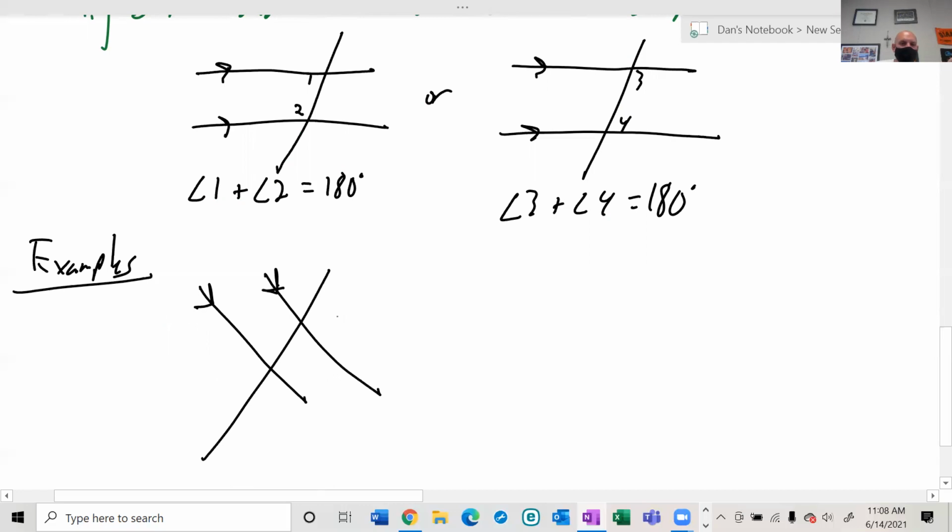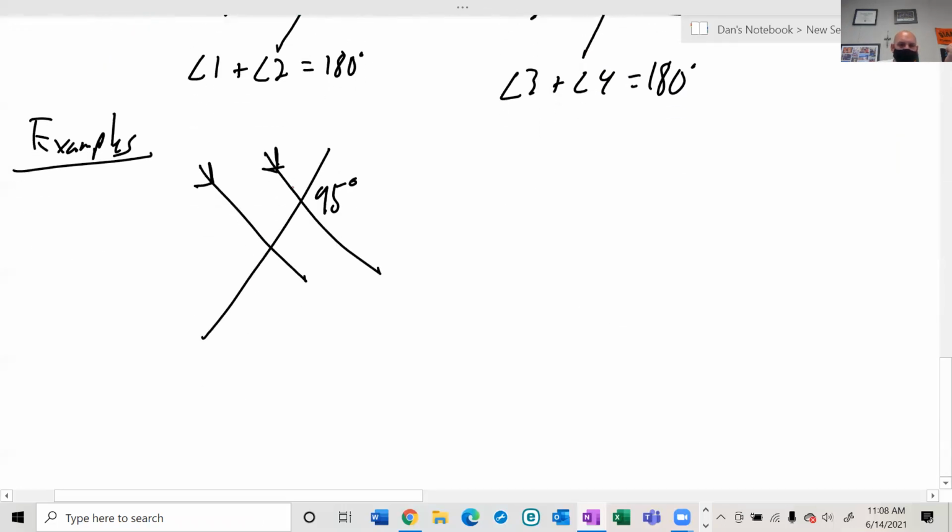They could just sit there and say, okay, this angle here is 95 degrees. And then they're going to tell you, well, let's go figure out what the rest of the angles are. Let's figure out what angles 1, 2, 3, 4, 5, 6, 7 are. Let's figure out what all the rest of them are.